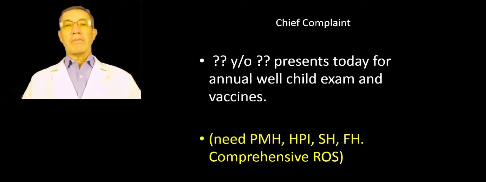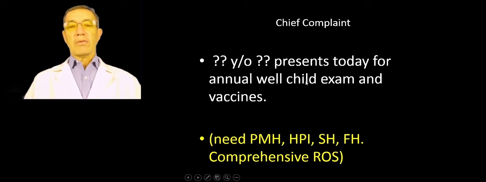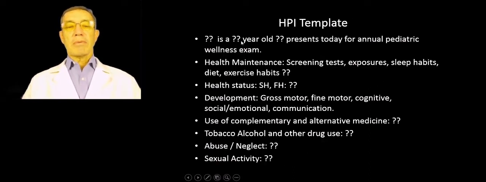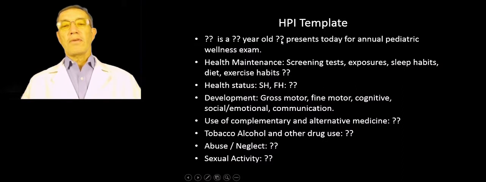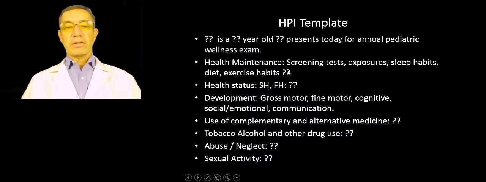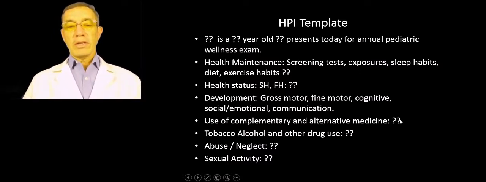So in documenting for the patient on the pediatric visit, say a 5-year-old female presents today for annual well visit exam for a child. And this is the typical type of template we might use. So Sarah is a 4-year-old female, presents for annual pediatric exam, and you go through the different screening, health status, developmental status, use of complementary or alternative medicines if they use that.